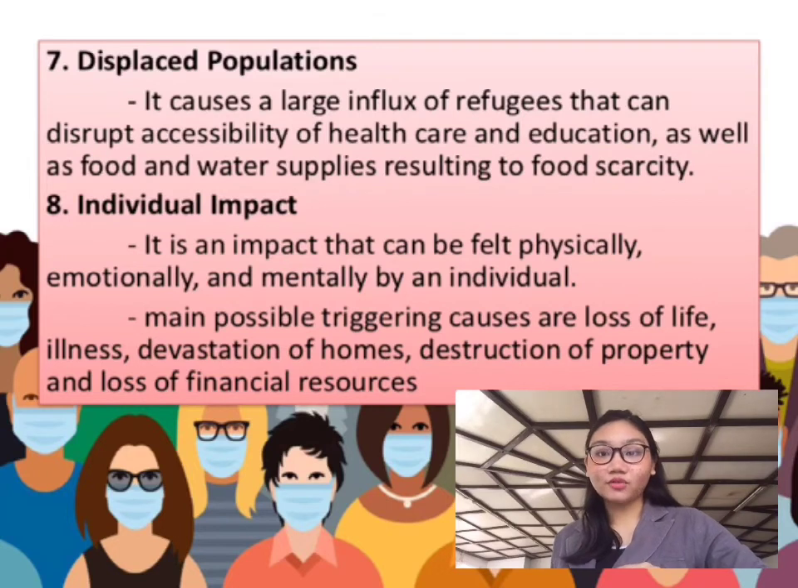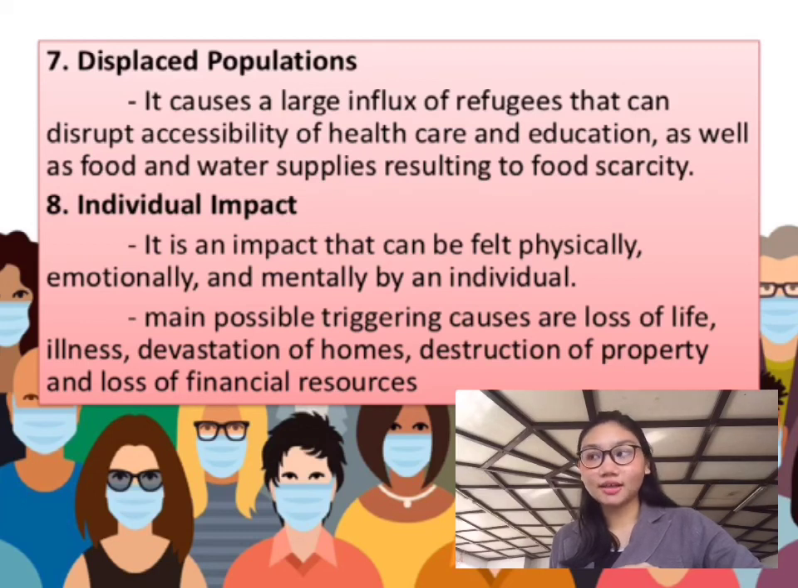Next is the effect of displaced populations. According to the World Health Organization, displaced people are people who had to leave their homes as a result of a natural, technological, or deliberate event. It causes a large influx of refugees that can disrupt accessibility of healthcare and education, as well as food and water supplies, resulting in food scarcity. This means that people who evacuate to safer areas may cause a shortage of food, water, and medical needs due to their high demand.